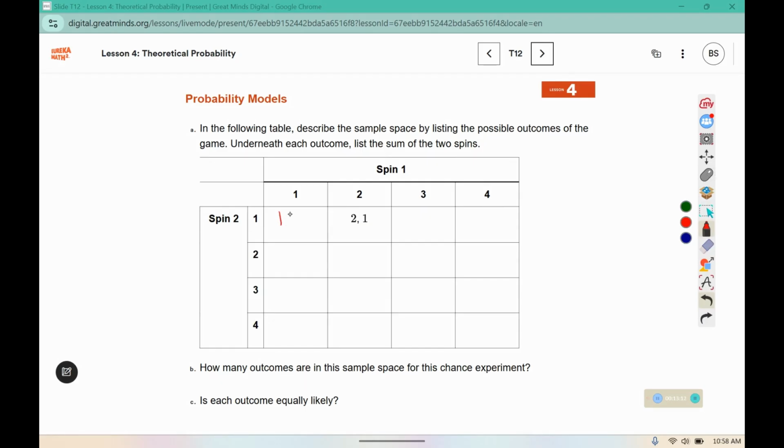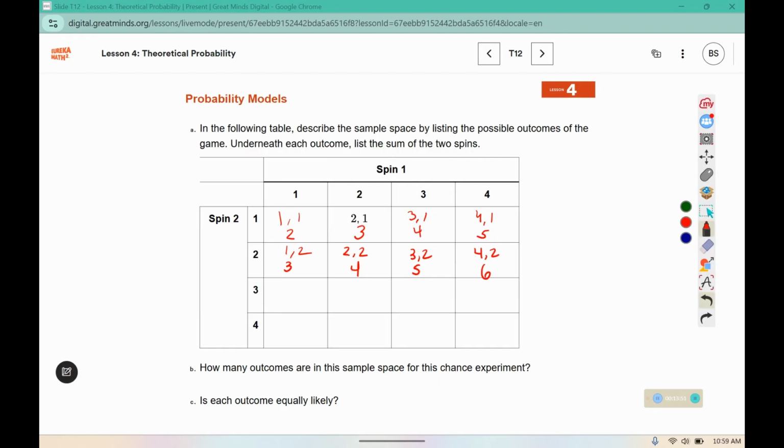So we could roll a 1 and a 1, which gives us a sum of 2. We could spin a 2 and a 1, which gives us a sum of 3. A 3 and a 1 for a sum of 4, or a 4 and a 1 for a sum of 5. We could roll a 2 and a 1 for a sum of 3, a 2 and a 2 for a sum of 4, a 3 and a 2 for a sum of 5, a 4 and a 2 for a sum of 6.